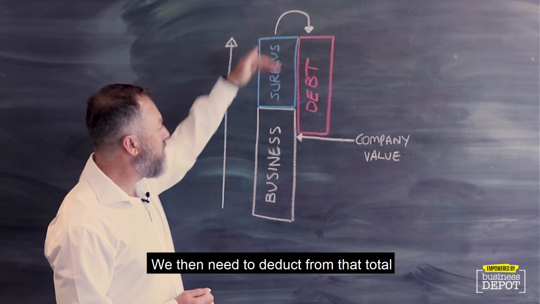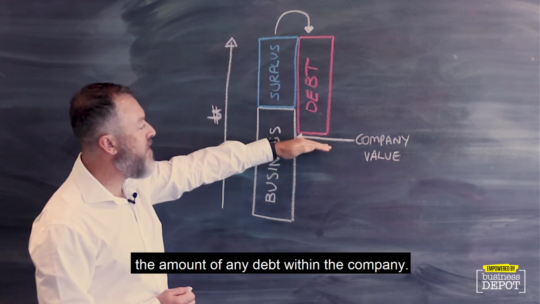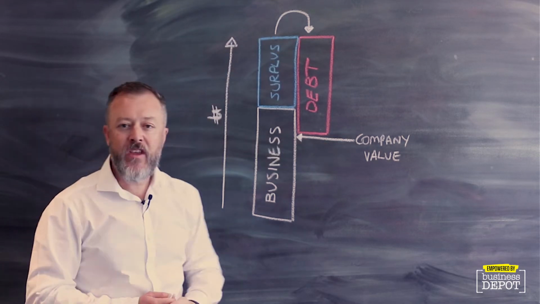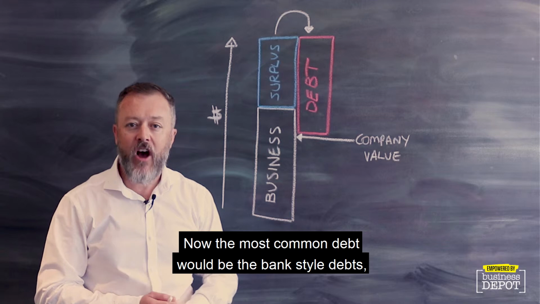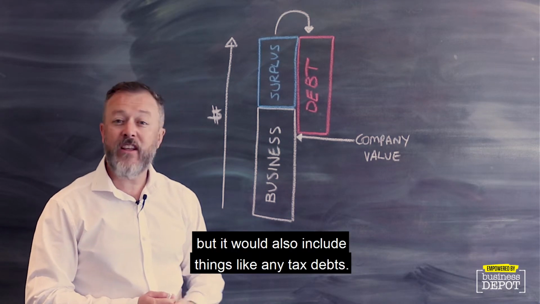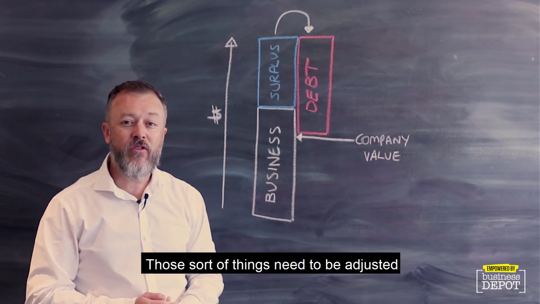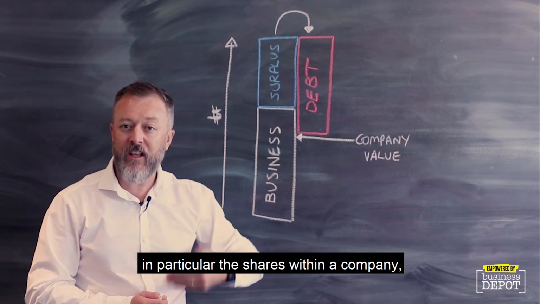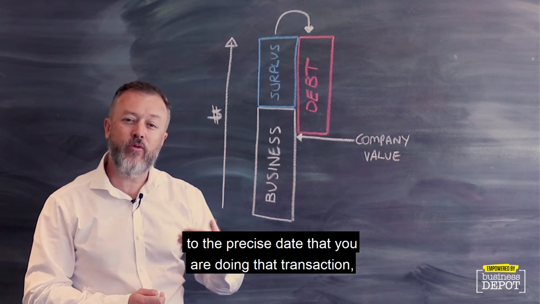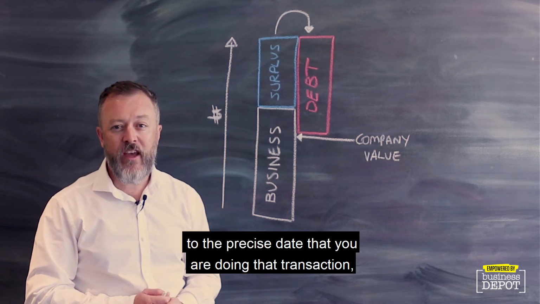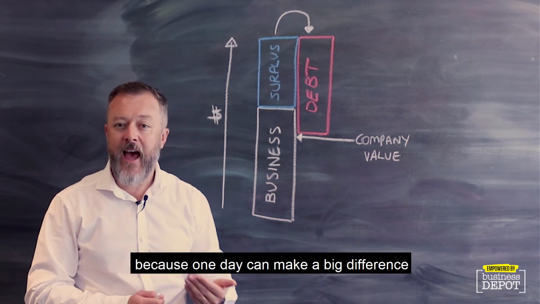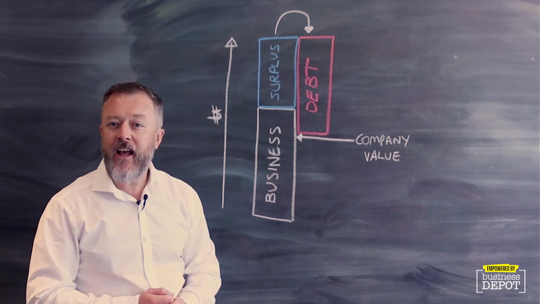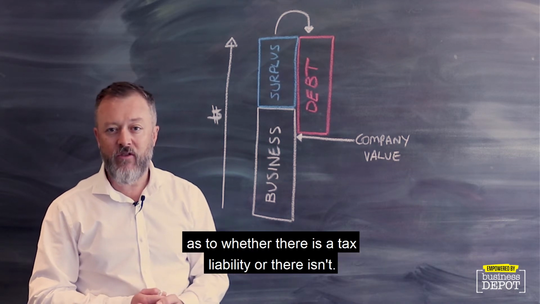We then need to deduct from that total the amount of any debt within the company. Now, the most common debt would be the bank style debts, but it would also include things like any tax debts. Those sort of things need to be adjusted whenever you are transacting with a company, in particular the shares within a company, to the precise date that you are doing that transaction. Because one day can make a big difference as to whether there is a tax liability or there isn't.